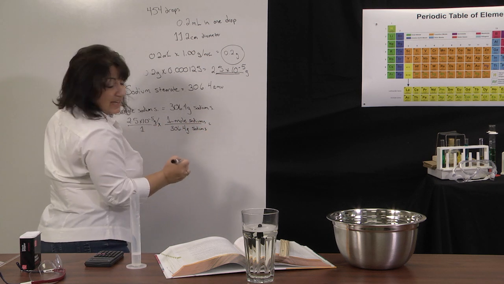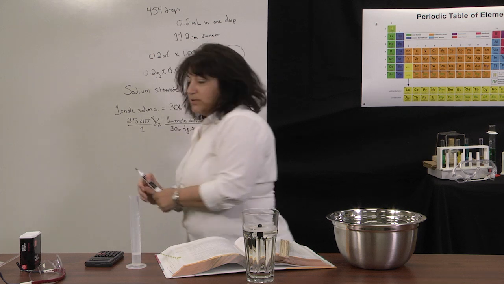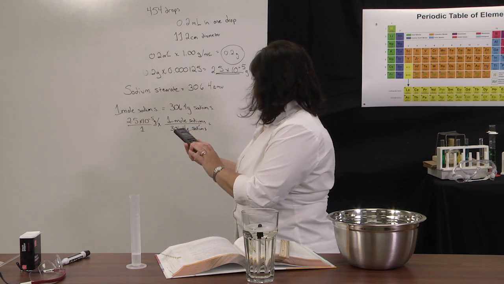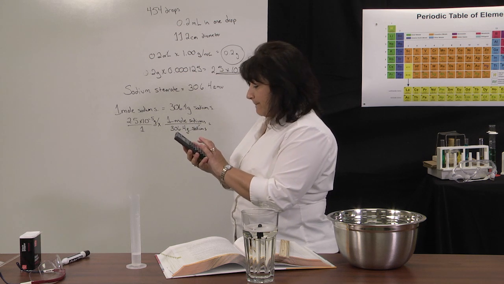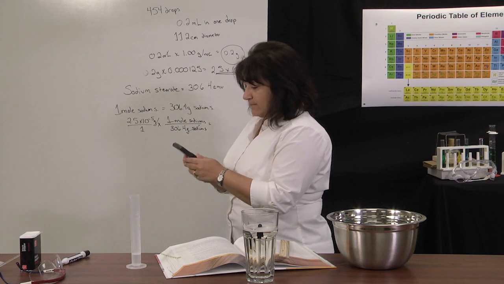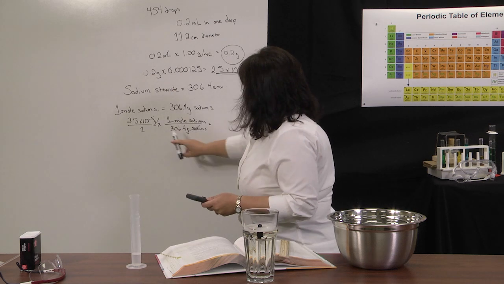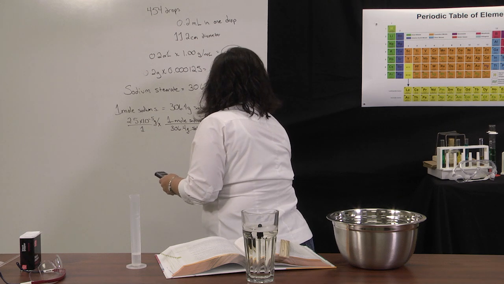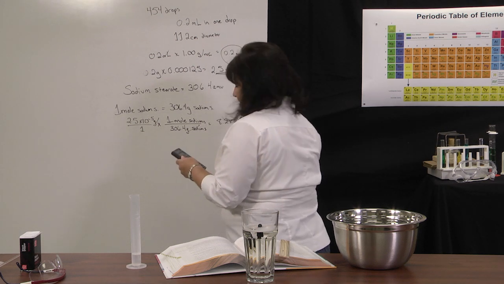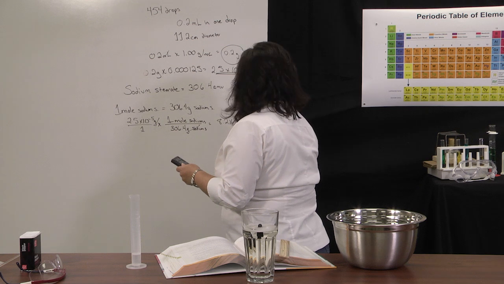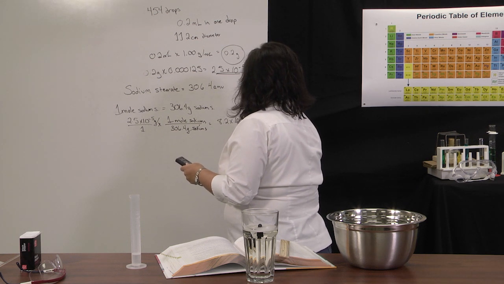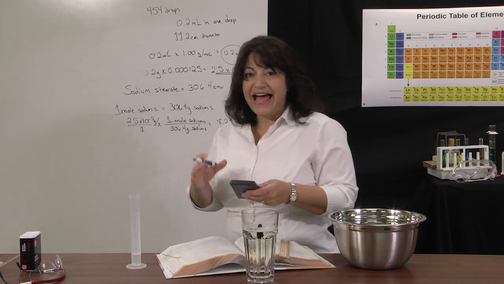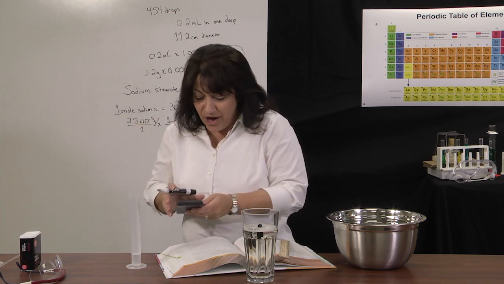All right, our grams cancel, and I'm going to multiply that through, and I have 2.5 times 10 to the negative 5 divided by 306.4, and I get, okay, my decimal place is to the tenths, so I have 8.2 times 10 to the negative 8 moles of sodium stearate. Okay, so that's how many moles that we have floating across the surface of the water, if you will.